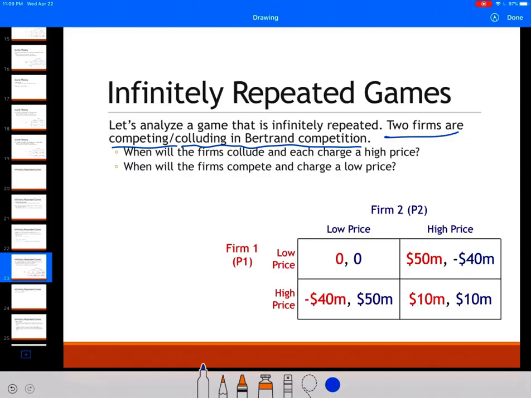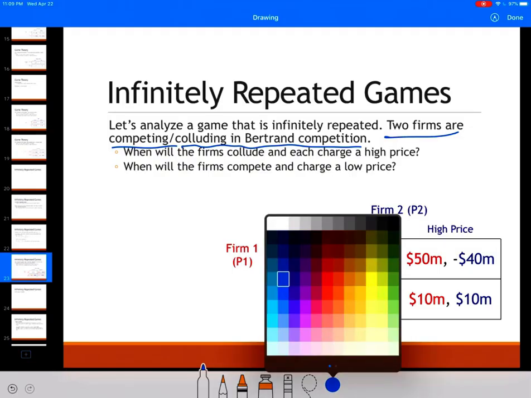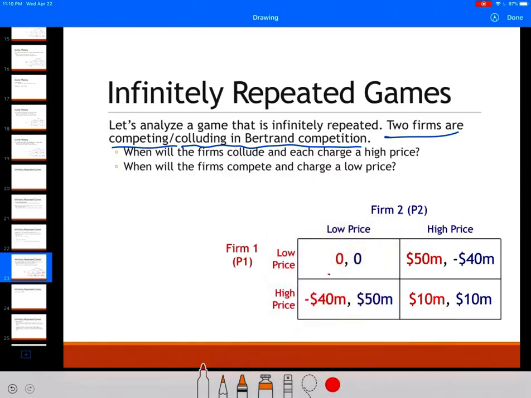So again, pretend we are firm 1. With your hand, just cover up the column on the right. We know that if firm 1 knows that firm 2 is going to charge a low price, then as firm 1, you would also charge a low price and earn zero profit, because that's better than a loss of $40 million. Now we can do the same thing. Cover up the column on the left and ask the same question. If you're firm 1 and you know firm 2 is charging a high price, then you charge a low price and steal that market from them and make a ton of money. So it's clear firm 1 has a dominant strategy to price low.